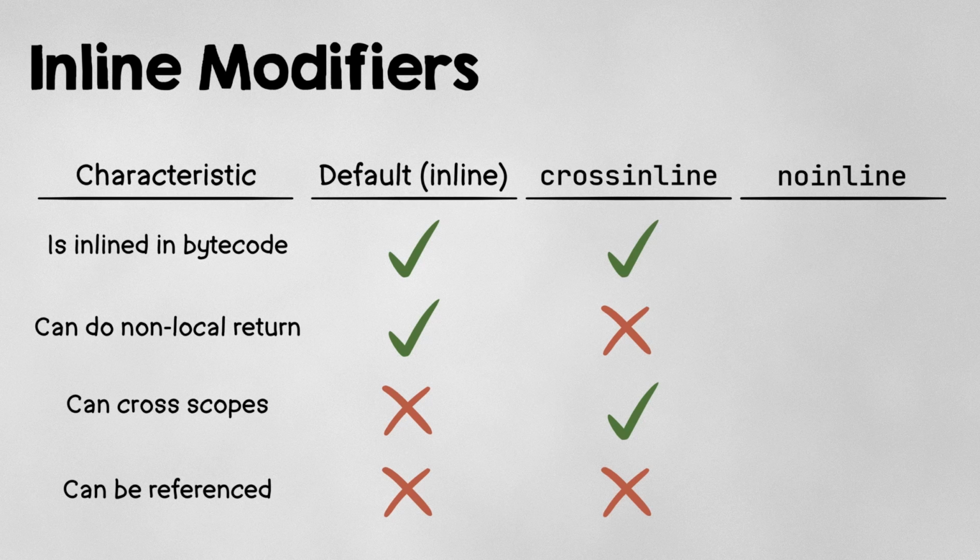And finally, we can mark a lambda parameter as noinline, in which case its contents will not be inlined. Since it's not inlined, it cannot do a non-local return. However, it can cross into non-inlined nested scopes, and it can be assigned to a variable or be passed to a non-inlined function. So there you go.